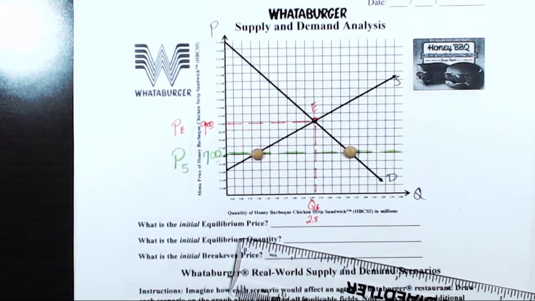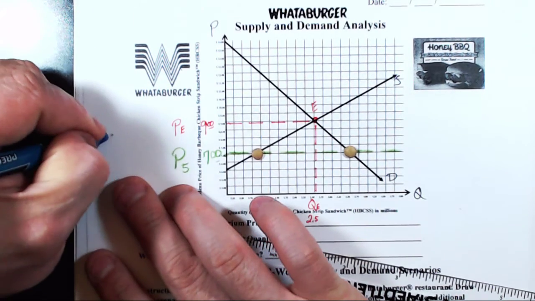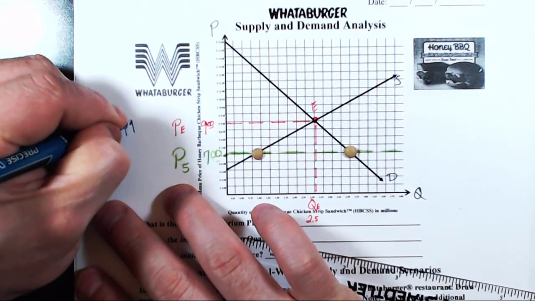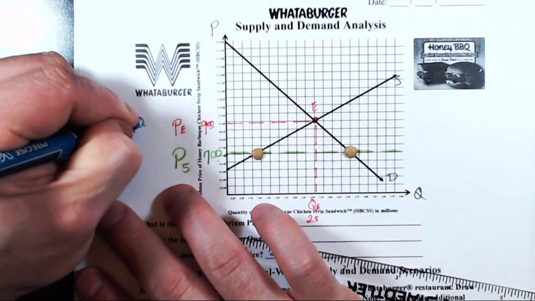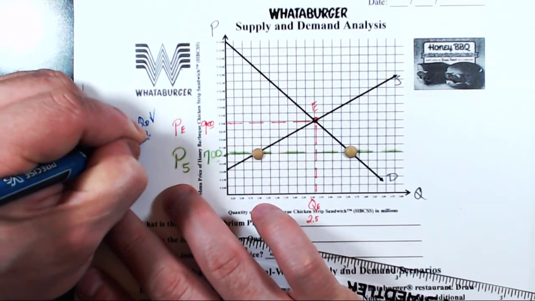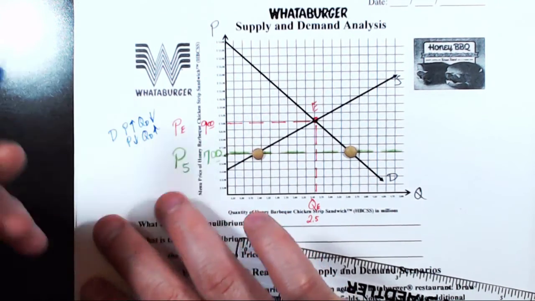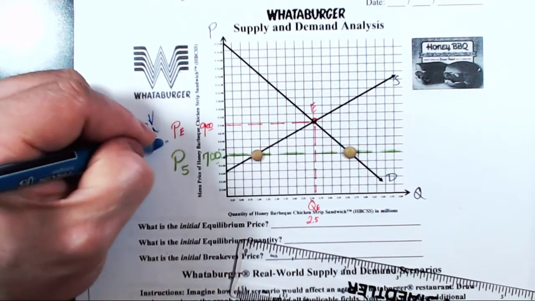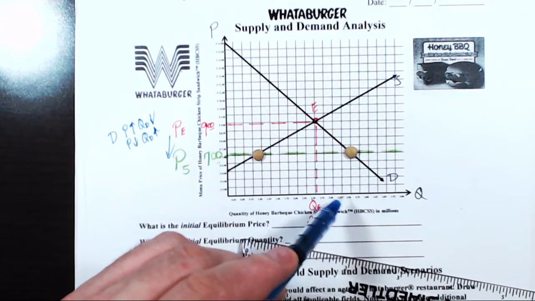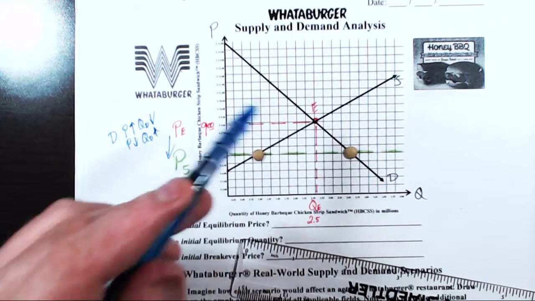Okay. Why does this happen? Because, ladies and gentlemen, the law of demand says that when price goes up, quantity demanded goes down. And when price goes down, quantity demanded goes up. So is that what happened? Here, price went down. So the quantity demanded went up. It went up.